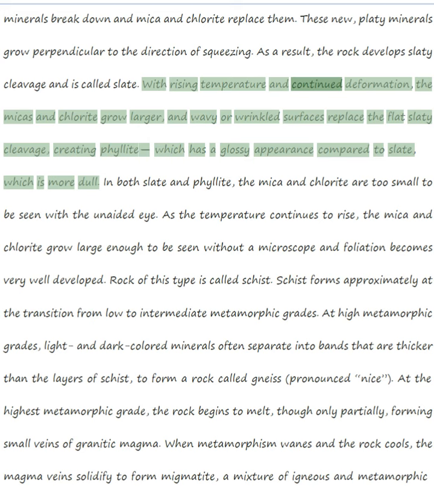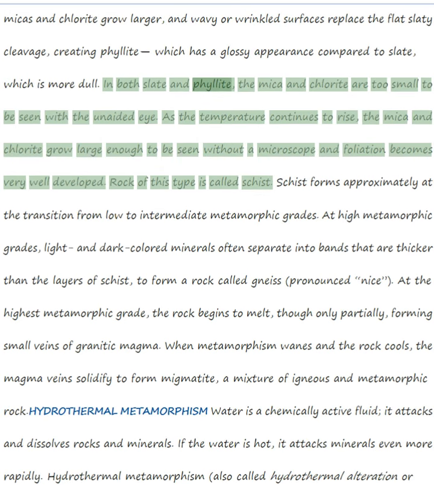With rising temperature and continued deformation, the micas and chlorite grow larger, and wavy or wrinkled surfaces replace the flat slaty cleavage, creating phyllite, which has a glossy appearance compared to slate, which is more dull. In both slate and phyllite, the mica and chlorite are too small to be seen with the unaided eye.